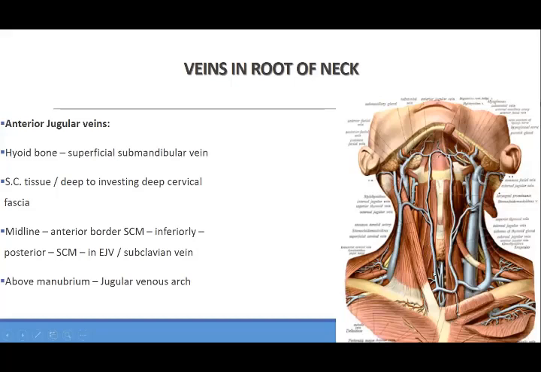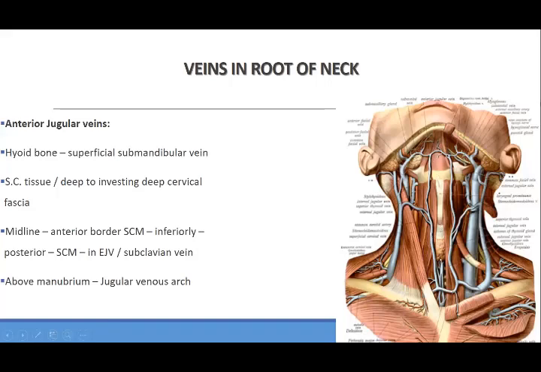ठीक है, अब ये बनती कैसी है? This is the hyoid bone. Above the hyoid bone, this is the submental area. This is the submandibular gland. So veins on the superficial surface of the submandibular gland plus some veins from the submental area together, they join together and make up these veins. Anterior jugular vein. Okay.